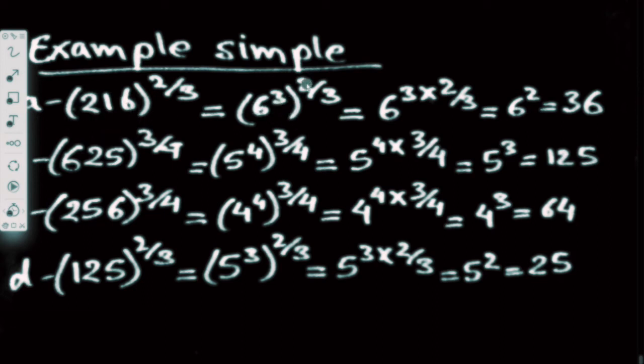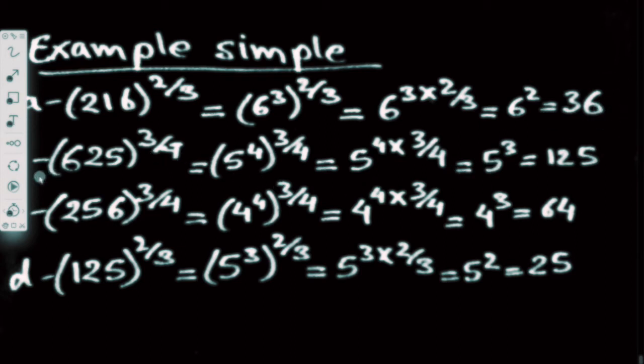Now the power is 2 upon 3. This power and this power shall be multiplied: 6 power 3 multiplied by 2 upon 3. Now this 3 and this 3 are cancelled, so the rest is only 2. It equals 6 square, or 6 power 2, which equals 36.